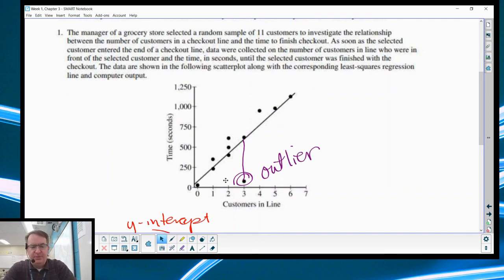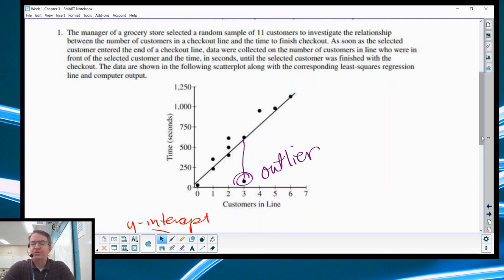So I'm going to have a couple of things here which will correspond with questions later on. So just ignore the writing on the picture for now. But anyway, you've got customers per line going across, and then we're relating it to the time in seconds until that person can get through and we can clear out the checkout.